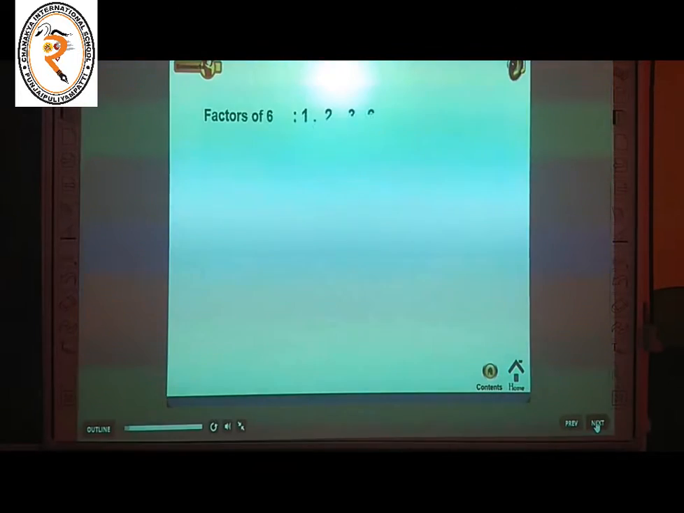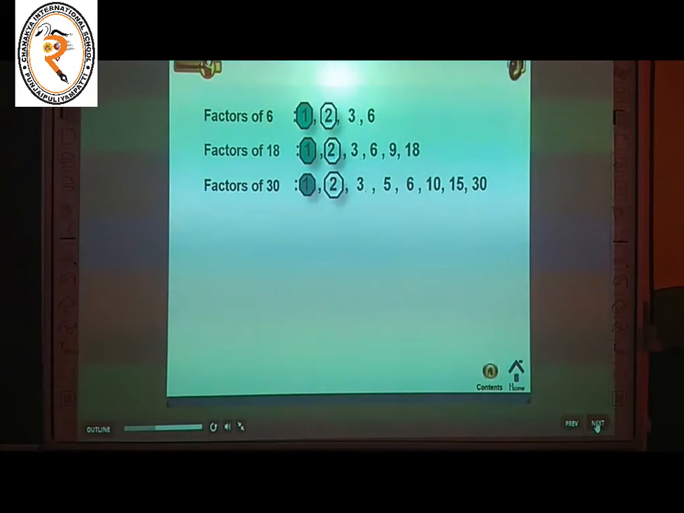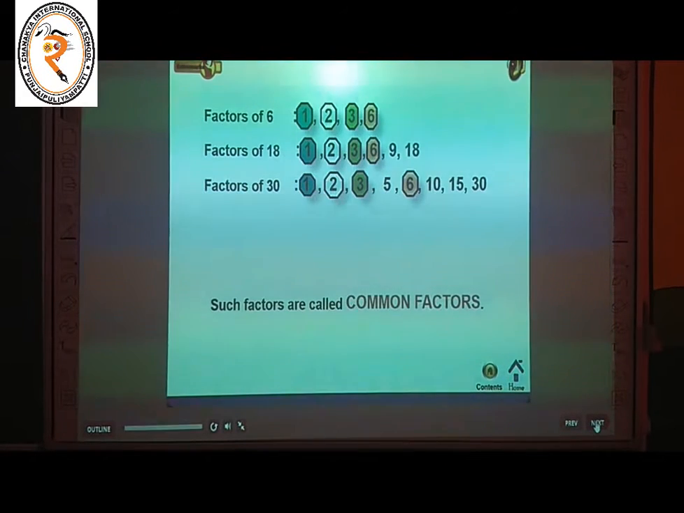Let us see factors of some numbers. We see that 1, 2, 3 and 6 are the factors of 6, 18 and 30. Such factors are called common factors. We say 1, 2, 3 and 6 are the common factors of 6, 18 and 30.